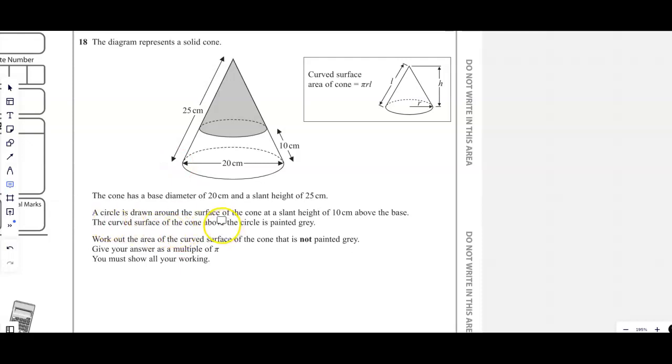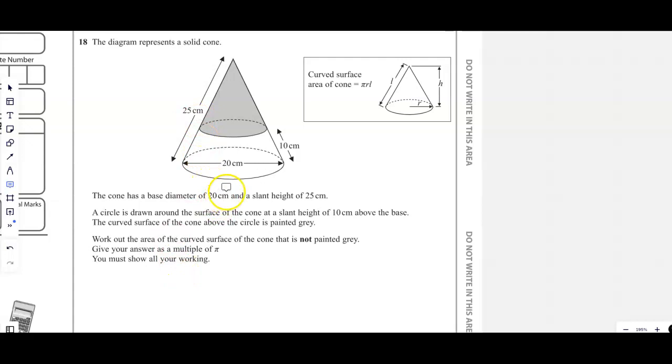A circle is drawn around the surface of the cone at a slant height of 10 centimeters above the base. So here we have the base, and the circle is drawn 10 centimeters above the base. The curved surface of the cone above the circle is painted in gray, so we can see that it's painted in gray there. Work out the area of the curved surface that is not painted in gray, and give your answer as a multiple of pi.